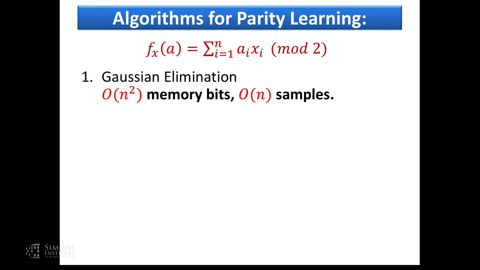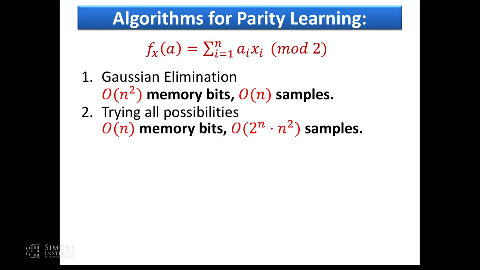To store them, you need order n squared memory bits. Then you do the Gaussian elimination. Maybe the time is n to the omega, but we will not worry about time. We will worry about the amount of memory bits and the number of samples. These are the two complexity measures that we care about. This looks pretty efficient. At least in terms of samples, it's optimal, because we need at least n samples to get enough information about x. But we can ask whether we can improve the memory.